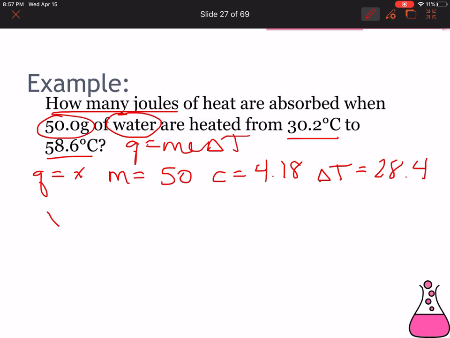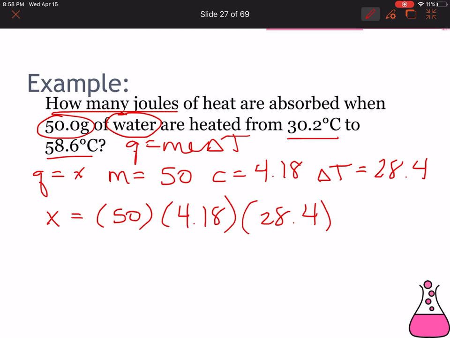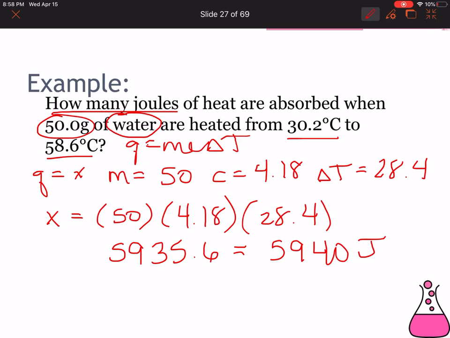And then I plug my numbers in. So X equals 50 times 4.18 times 28.4. So I multiply all those together. It should have given me 5935.6. But I need to check my sig figs. I want 3 sig figs in this answer. So I should have 5940, and then my Q is heat, and that's going to be measured in joules. So 5940 J.